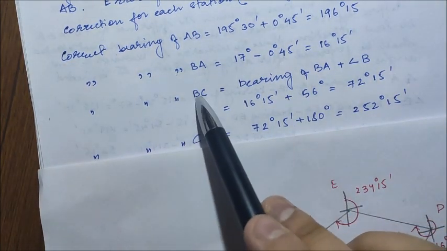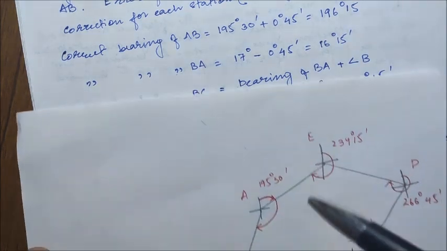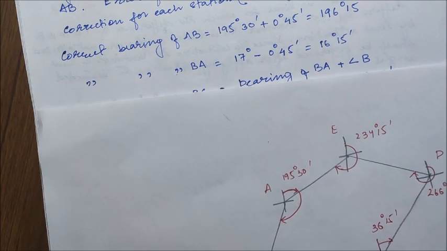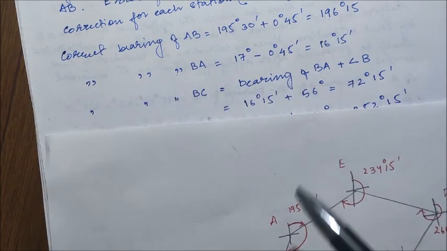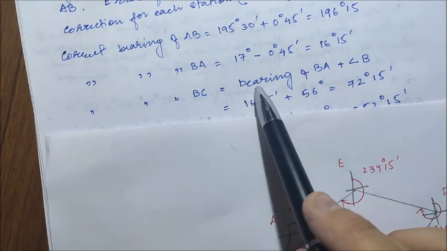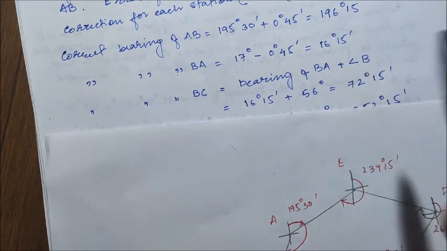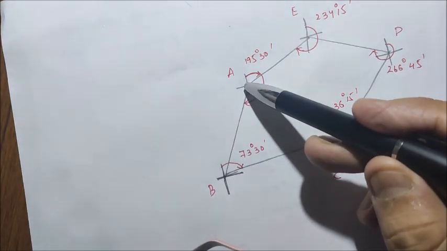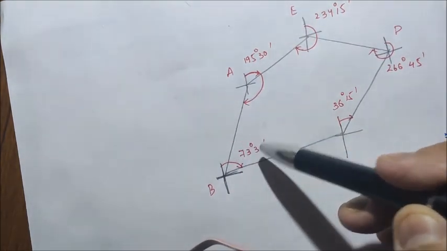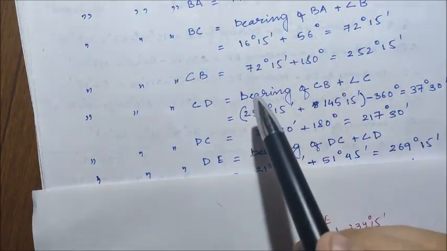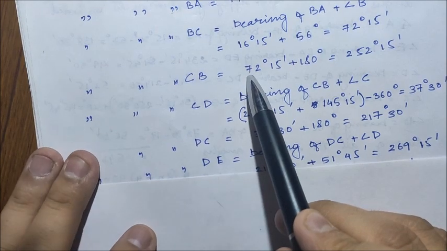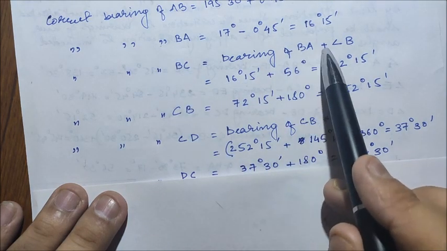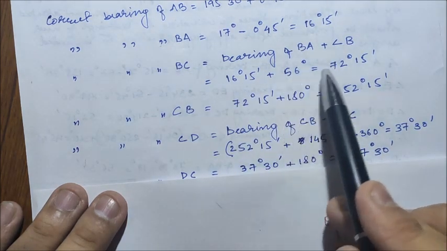So now we have to find the bearing of the line BC. Bearing of the line BC will be equal to the bearing of line BA plus the included angle B, which is shown here. Put in the values, and you will get the answer.